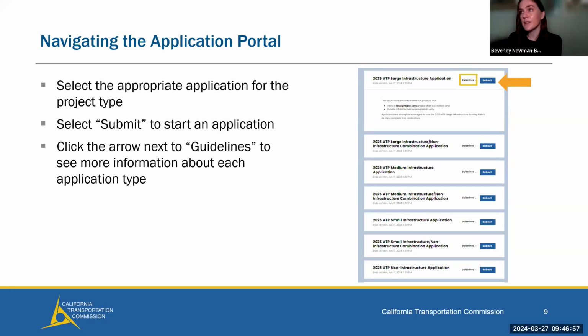So everything is based on total project cost, not ATP request. So make sure, if you're doing a large application, that your total project cost is $10 million or more. And there's a section on the website that tells you what dollar amount for each type. And it's also in the guidelines section of each application. So just be really careful. But when we get to the next slide in a minute, there's another way that we make sure that you're doing the right application.